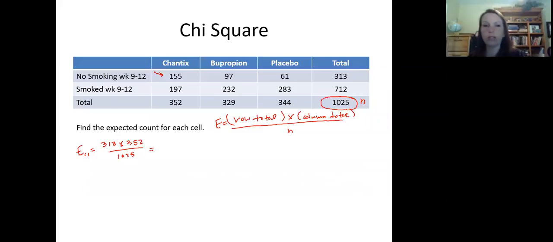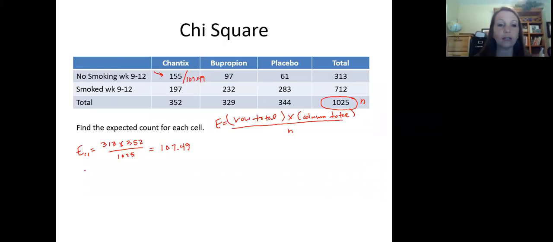If I do that calculation, getting out my calculator here, I have 313 times 352 divided by 1025, and I get 107.49. So if I'm writing that up here in my table, I'll put 107.49.